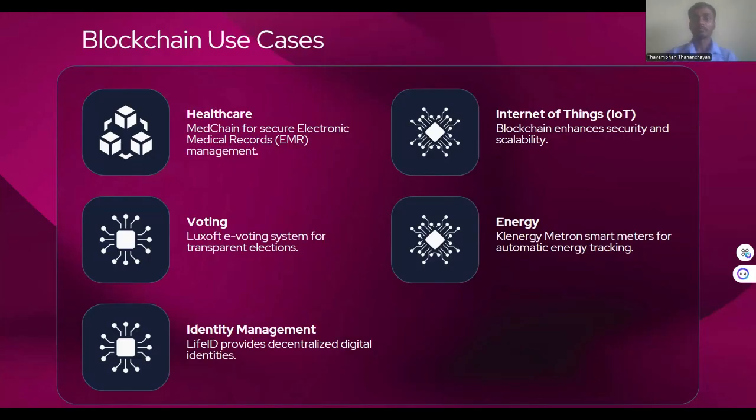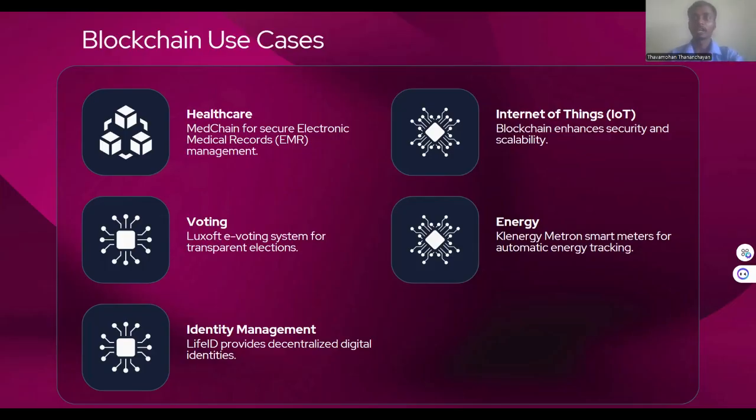Thank you, Nivasagan. Now I will explain about use cases of blockchain. Blockchain technology is transforming many real-world applications. Let's go through some key areas where blockchain is making a significant impact. First, in healthcare, blockchain helps securely manage electronic medical records. For example, MedChain provides a decentralized solution where patients and doctors can access medical records efficiently and securely.